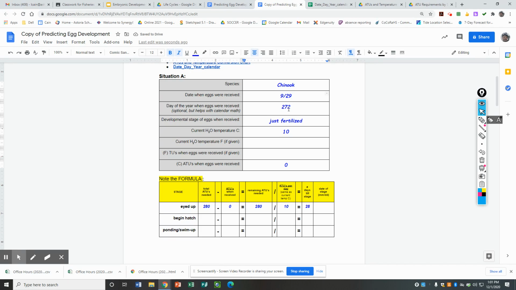Now, we got these fish eggs on the 29th of September. We could do it on the calendar and just kind of think about it, but let's just make sure we're right. We know it's day 272. So if we add 272 plus 28, that gives us day number 300. And that's how we do it.